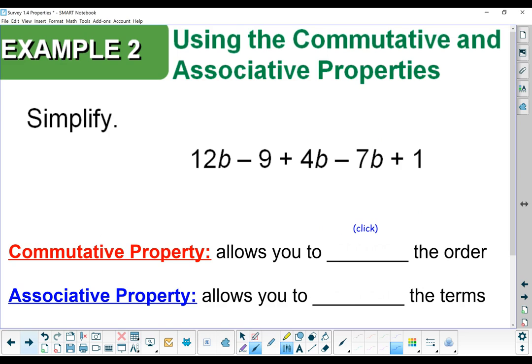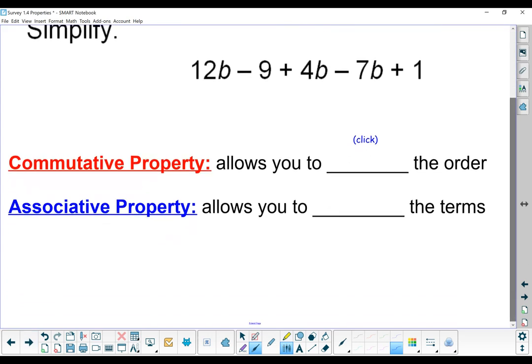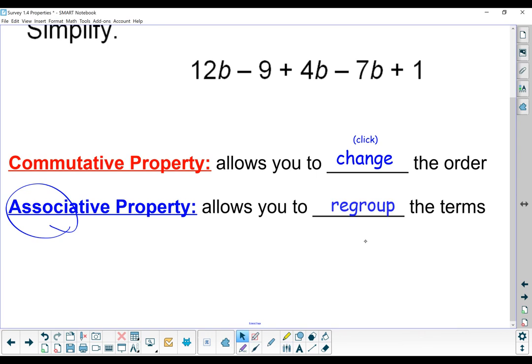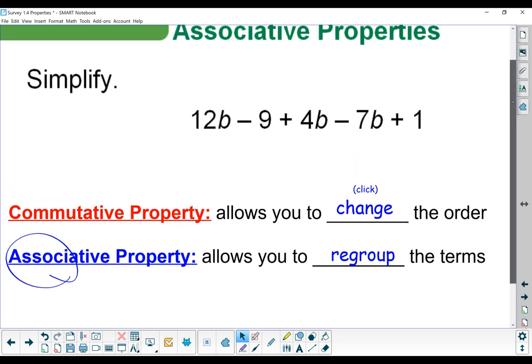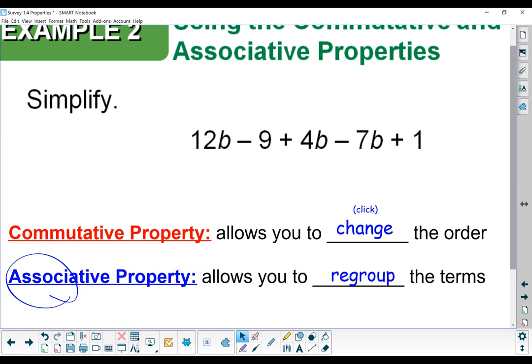Example 2, using the commutative and associative properties, and bring those back to your memory. I'm sure you've heard of them before. Commutative allows us to change the order of terms. Okay, so it can commute, like you're commuting in a car, you're moving positions. Associative has a kind of 'associate' in the word, it's going to be things that associate together. So it allows us to change the grouping of the terms. So I can regroup things. And in this problem, they say to simplify, I want to see what yours looks like, simplify this out.